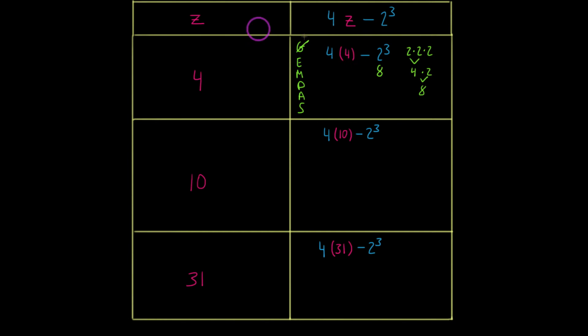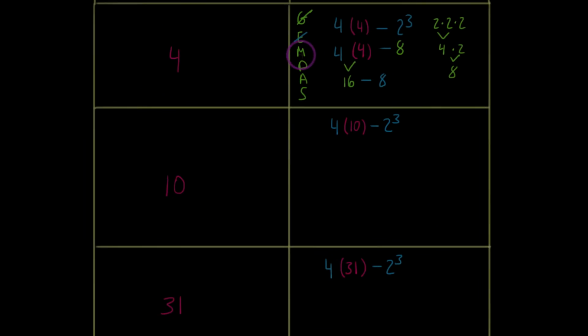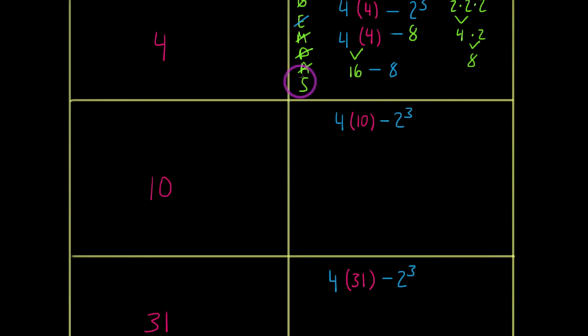Now I'll bring everything else that wasn't used down. So I have 4 times 4 minus 8. Now I'm done with exponents. Let's move on to multiplication or division, and I see 4 times 4 here, so that's what I'm going to work on next. 4 times 4 will give me a value of 16, and now I'll bring that subtraction symbol down and the 8 as well. I'm done with multiplication and division. Addition and subtraction is last, so 16 minus 8 is equal to 8, and I can box that information up.